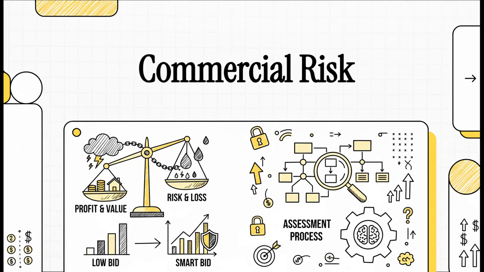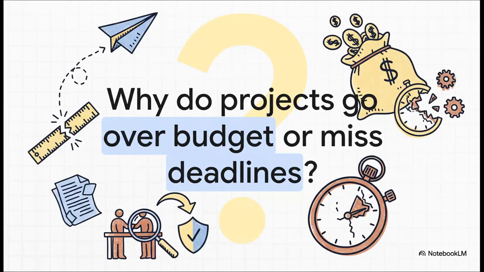All right, let's talk about something that can literally make or break a business: commercial risk. We're going to break down how really understanding it helps you bid a whole lot smarter, not just harder. You've seen it happen, right? A project looks perfect on paper, but then it just spirals out of control. Suddenly there are delays, costs are blowing up, and everyone's frustrated. So why is this so common?